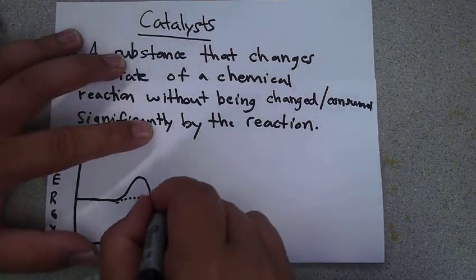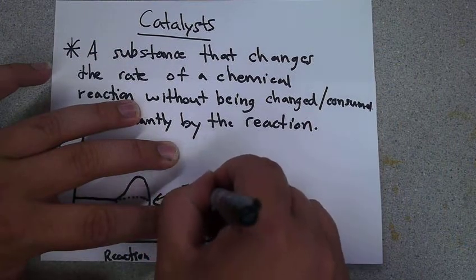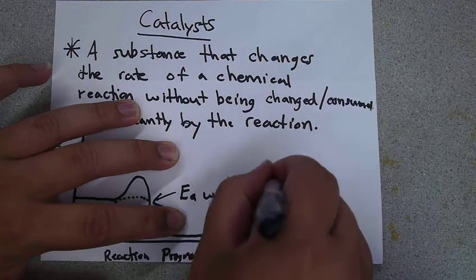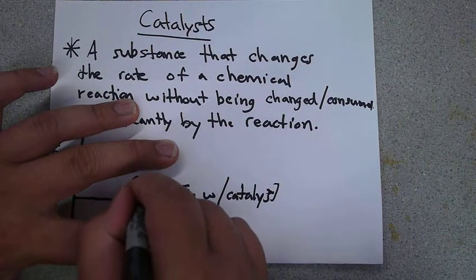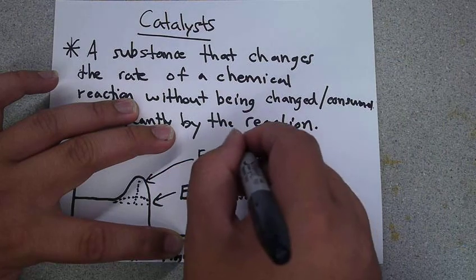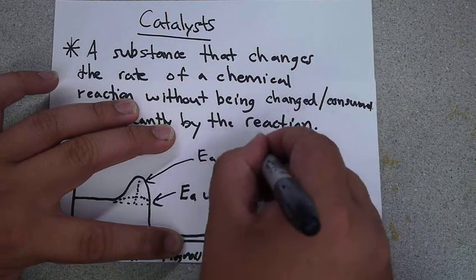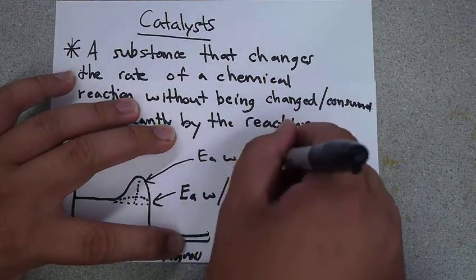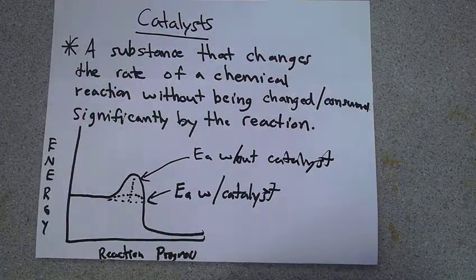So the dotted line is my activation energy, or E sub A, with catalyst. The regular big line is my activation energy without a catalyst. Whoa, my writing is getting awful.